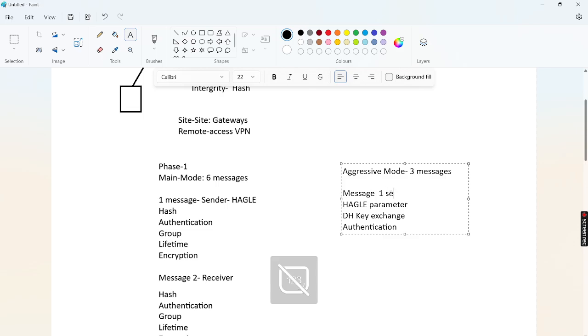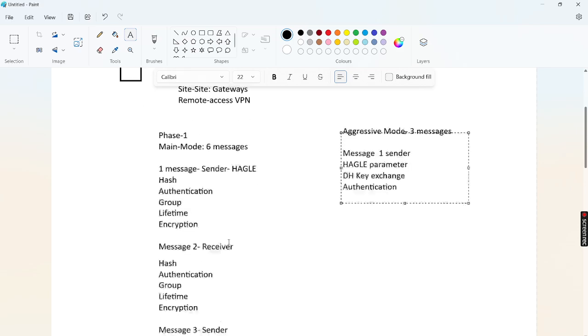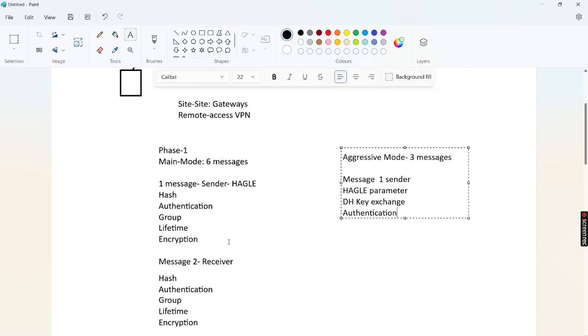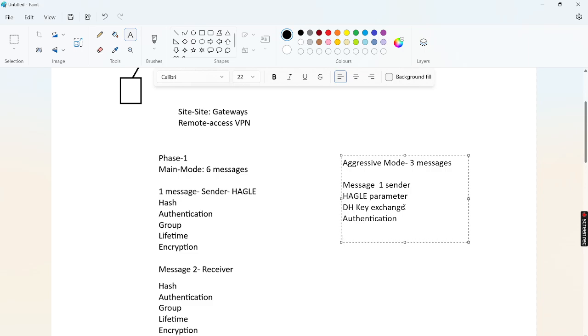This message is from the sender. And message 2 is from the receiver. The receiver will also send all the haggle parameters and DH key exchange and also authentication.